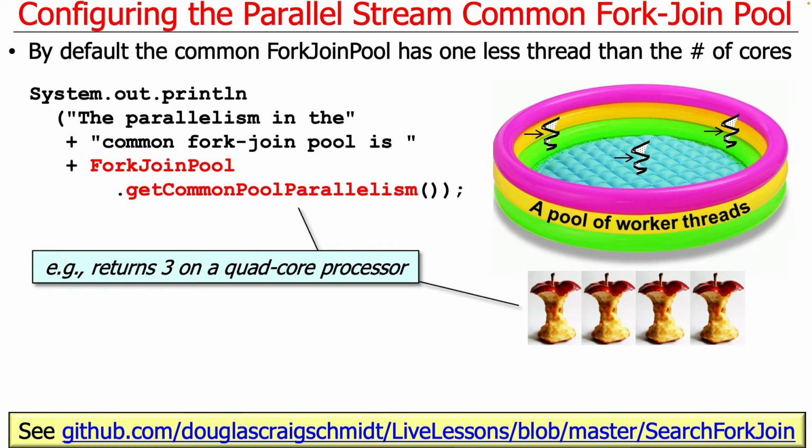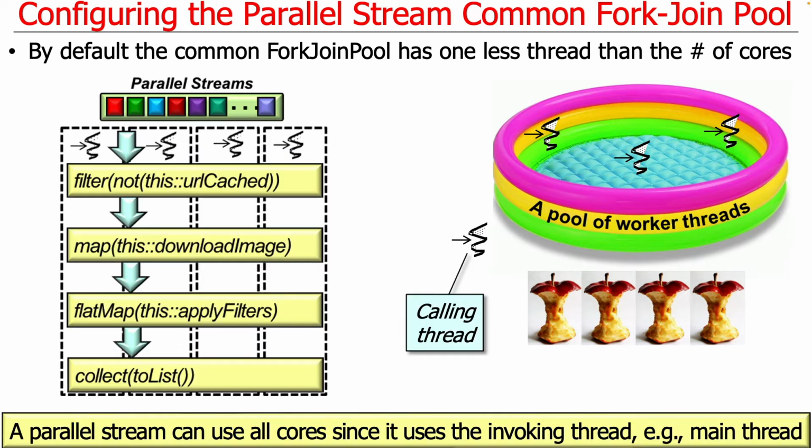So for example, if we were to run this little program, as we do here, and we called ForkJoinPool.getCommonPoolParallelism, if we were on a quad-core processor, we would get the value 3 back, because there's always one less than the total number of cores.